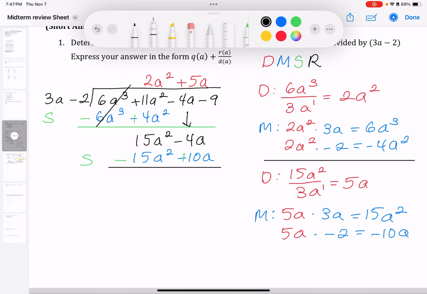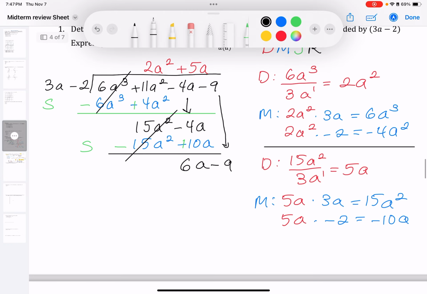15a squared minus 15a squared, that's 0. -4a plus 10a. -4 plus 10 is +6. So that's +6a. And then you can bring down the next term, which is going to be your -9. And then you're going to repeat the process one more time. Oops, run out of room here. So let's try to make that small.